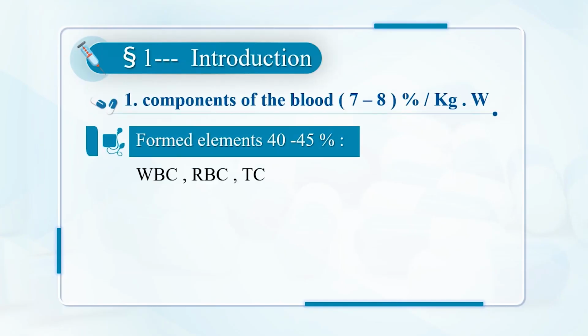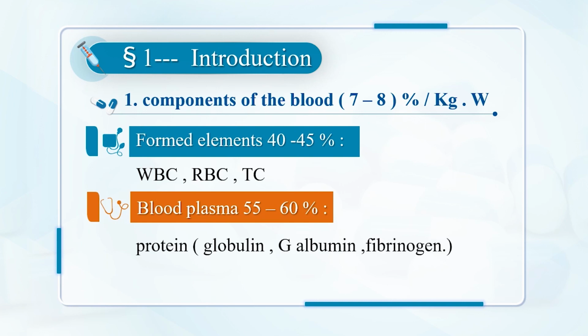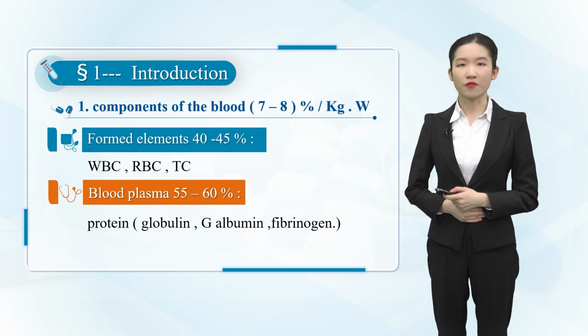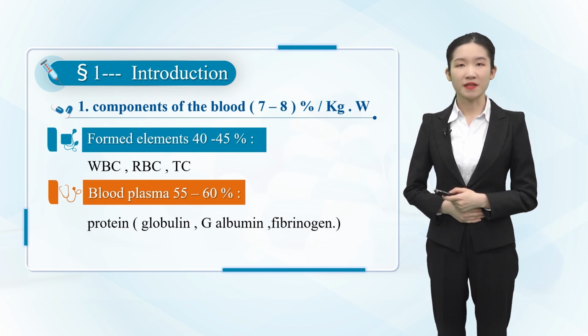Introduction. Firstly, let's focus on the components of the blood. The weight of blood accounts for about 7% to 8% of body weight. The formed elements account for 40% to 45%, including white blood cells, red blood cells, platelets.